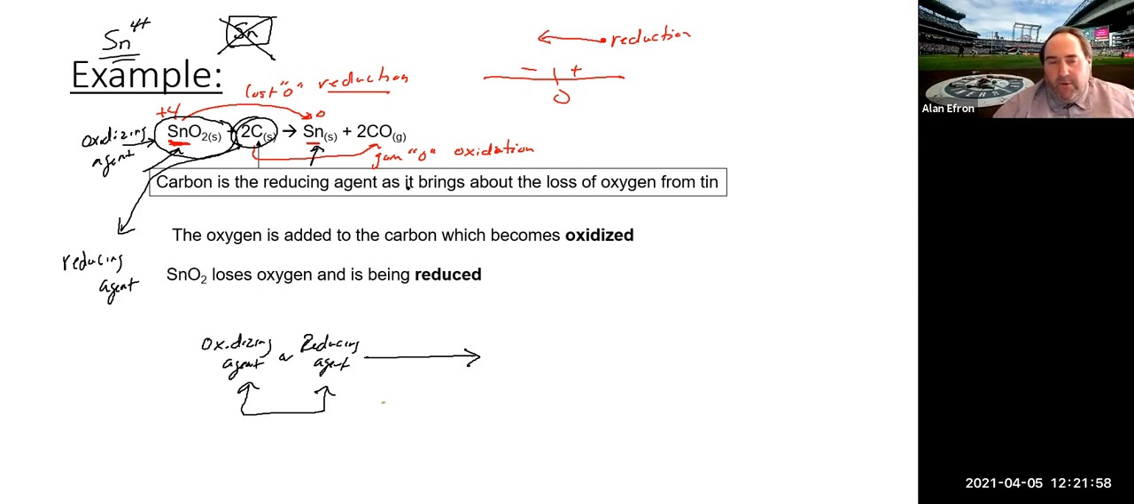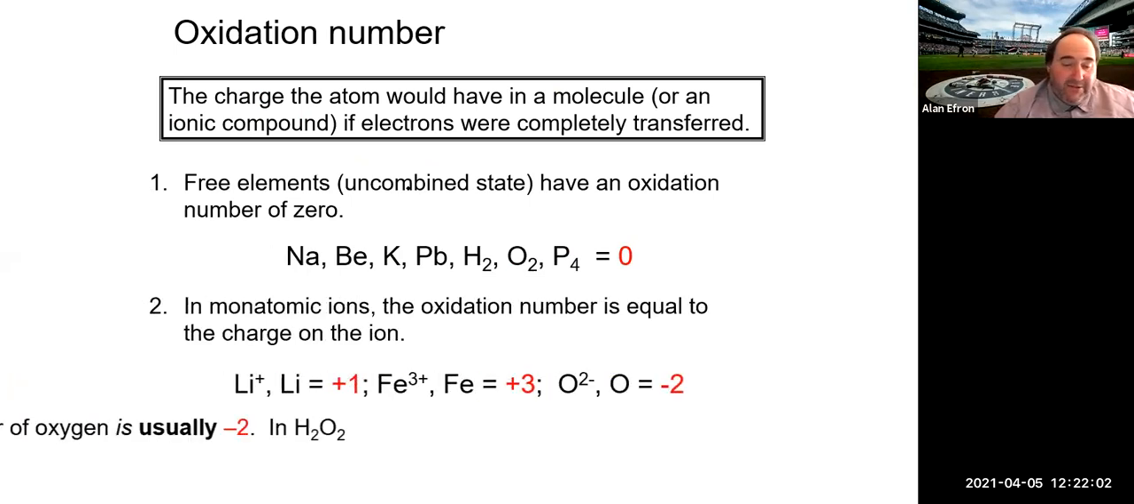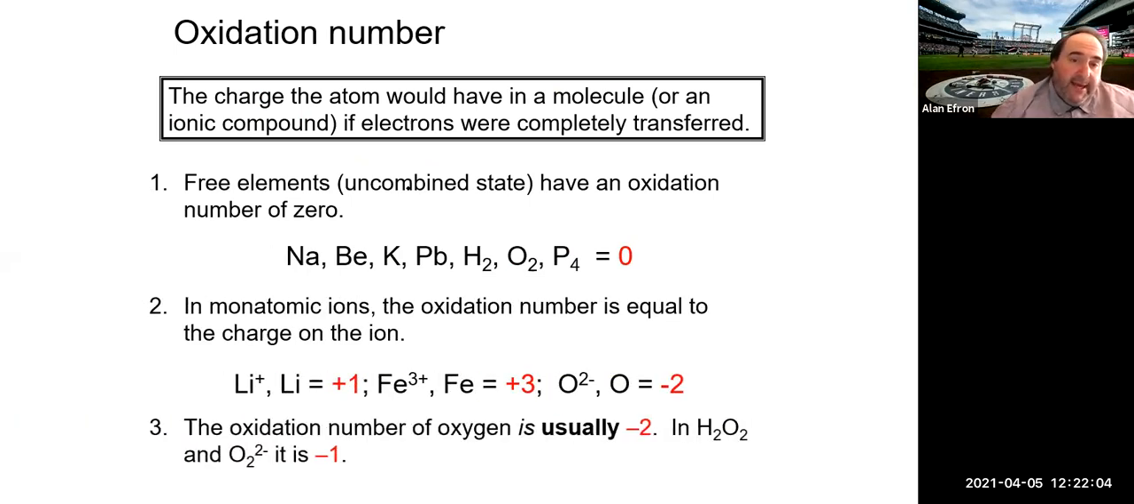Okay. So how can we help ourselves figure out who's gaining and losing electrons? We can do that by looking at what is referred to as the oxidation number. It is also sometimes referred to as the oxidation state. A reminder that when we talk about the oxidation number or oxidation state, it is not necessarily the charge that we normally associate with things.